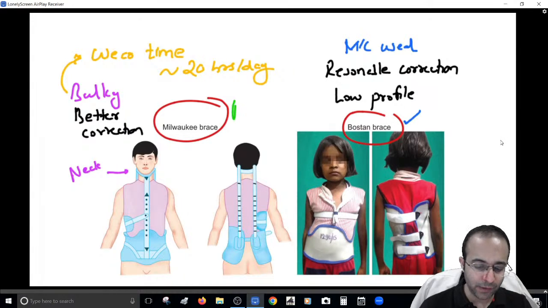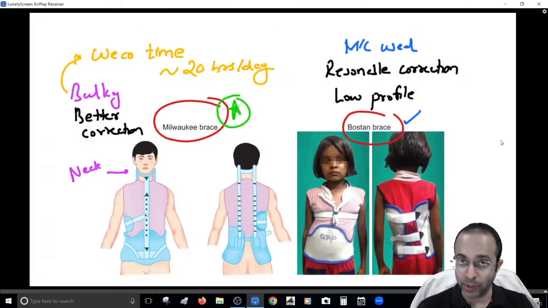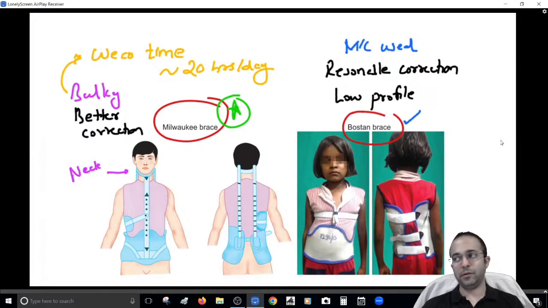If you ask me about the PYQ, I have put a star on the PYQ. Okay, so PYQ, this picture was there and you were supposed to identify which brace is in front of you. The answer was Milwaukee brace, last year. So please have a good look at Milwaukee brace. So I suppose we are clear with both these braces also.